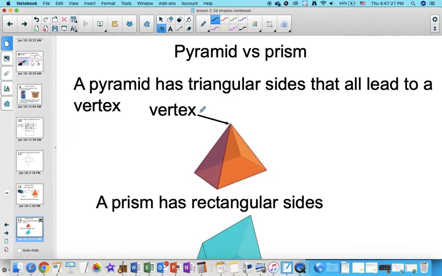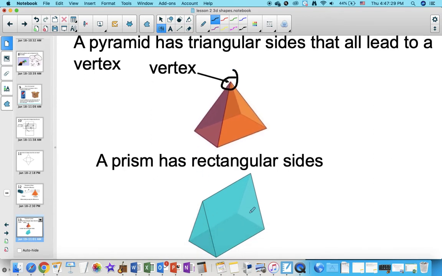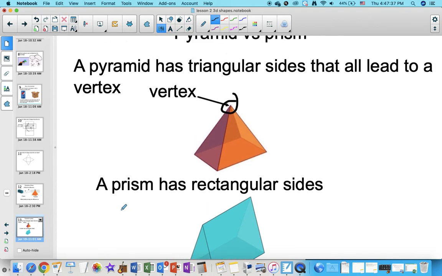Right? So pyramids have triangular sides that all lead to a singular vertex. This can also be called the apex. Prisms have rectangular sides. So this is a triangular prism, so it has triangles, but it has rectangular sides. That's the big difference. Prisms have rectangular sides, pyramids have triangular sides that lead to a vertex.